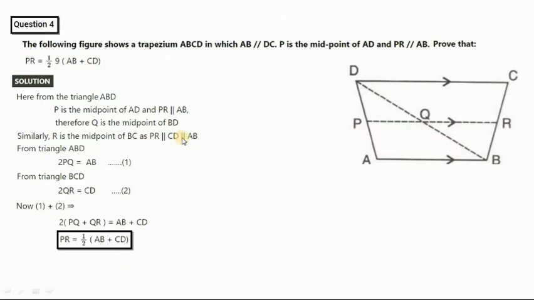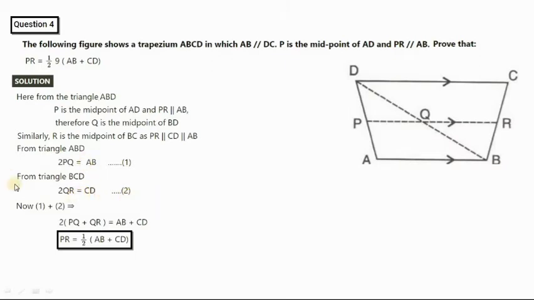Alright, okay, so if P is the midpoint, Q is the midpoint and R is the midpoint, then I can say that this PQ is half of AB, or in other words this AB will be double of PQ. So AB will be double of PQ. So let me call this equation 1. Now in another triangle, we know that this QR is parallel to DC, right? So I can say this DC is double of QR, right? So DC or CD is double of QR. So let me call this equation 2.